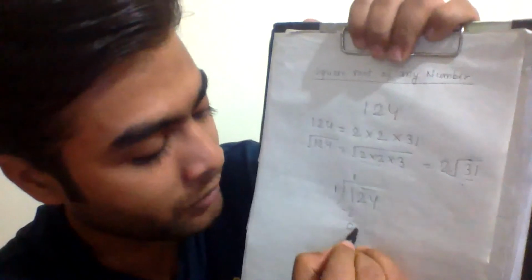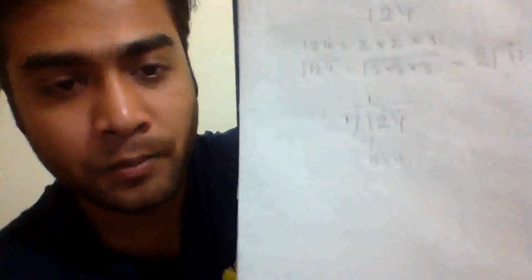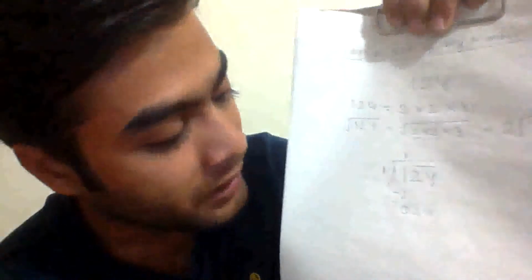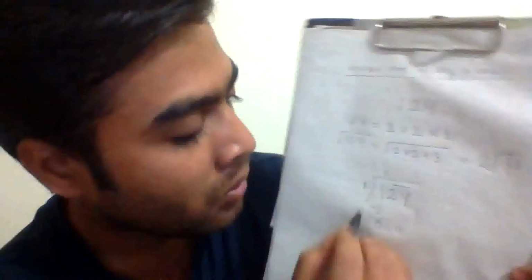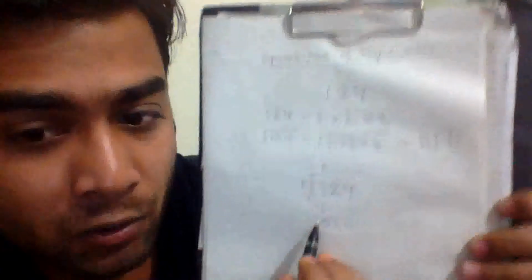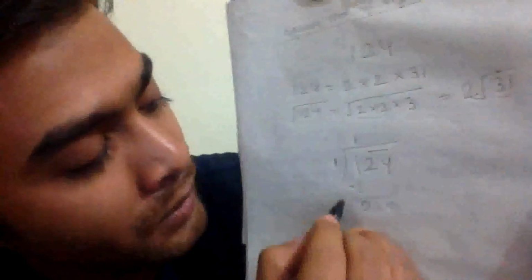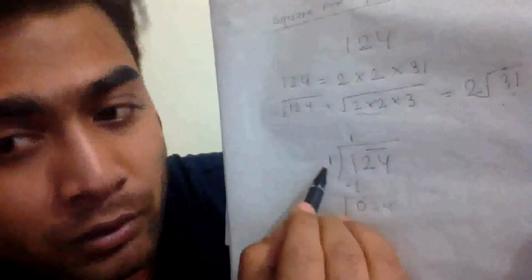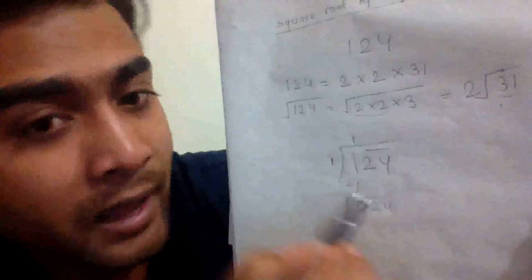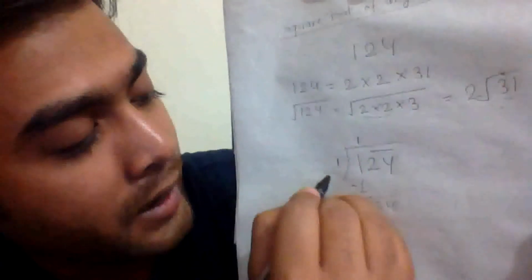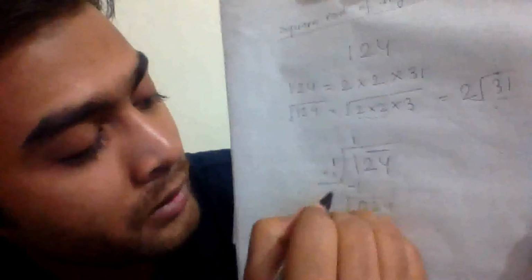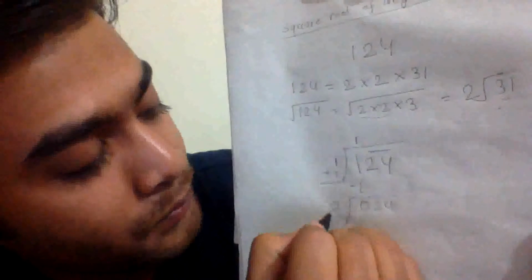Now I have 24. So I have 24 left in the remainder now. I have to find the number which can divide 24 now. What will be the divisor right now over here? The first divisor is 1, and again we'll add 1 to it. So again I'm adding 1 over here. The next divisor will be 2.